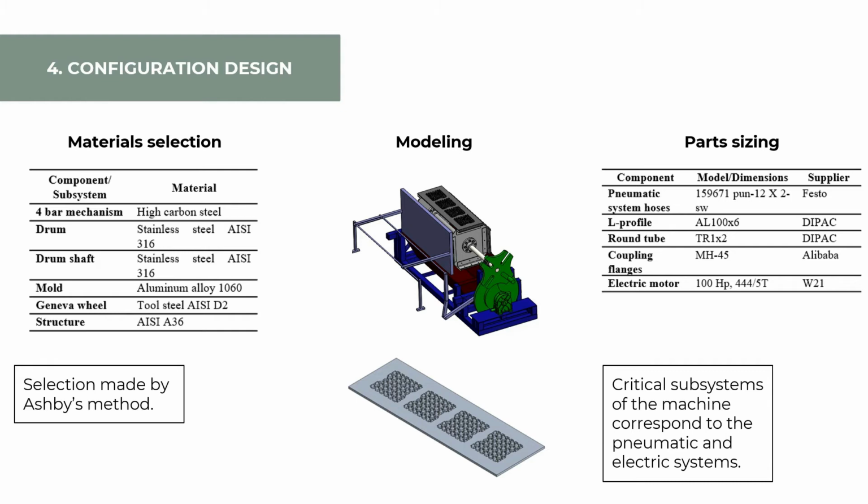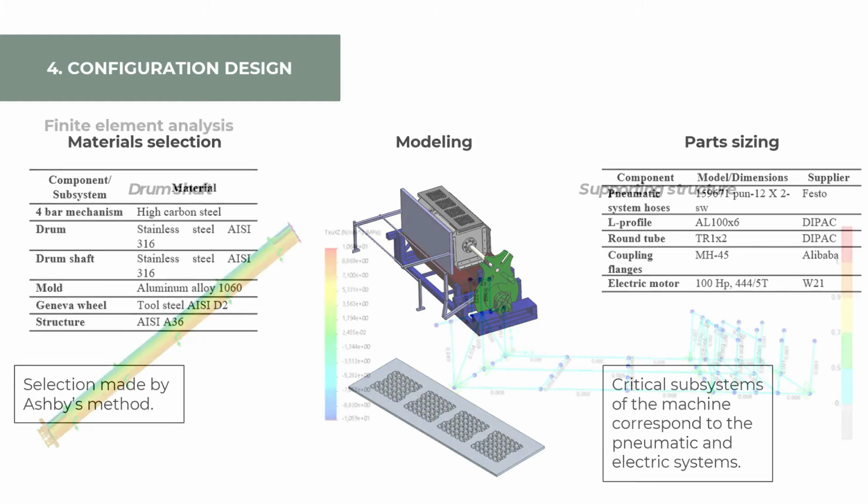Here are the different modules of the machine mentioned in the development of architecture: the control, rotation, feeding, molding and collection modules. The critical subsystems of the machine correspond to the pneumatic and electric. In the table you can see the sizing of the essential components of the machine.